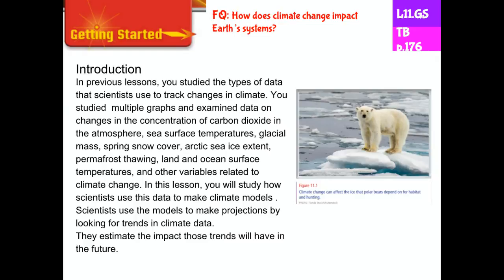We're going to introduce lesson 11. In previous lessons, you studied the types of data that scientists use to track changes in climate. You studied multiple graphs and examined data on changes in the concentration of carbon dioxide in the atmosphere, sea surface temperatures, glacial mass, spring snow cover, Arctic sea ice extent, permafrost thawing, land and ocean surface temperatures, and other variables related to climate change. In this lesson, you will study how scientists use this data to make climate models.